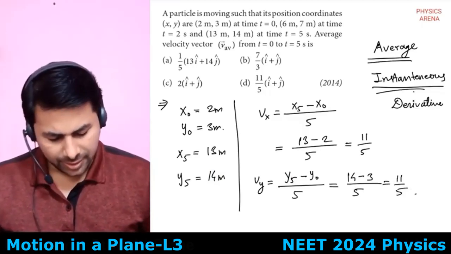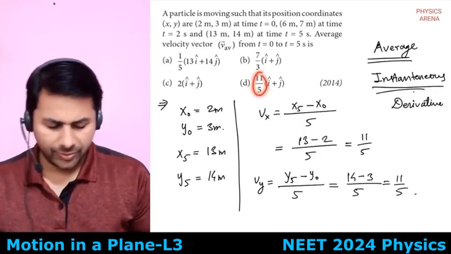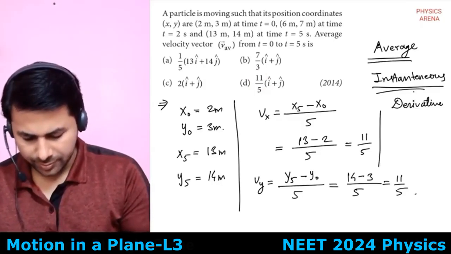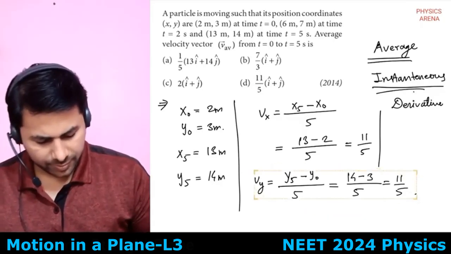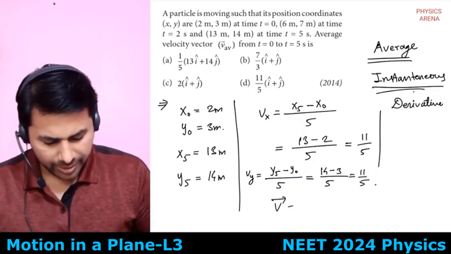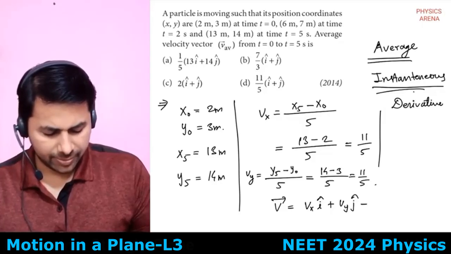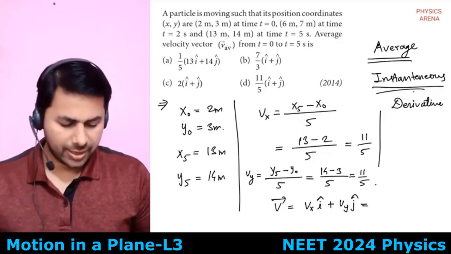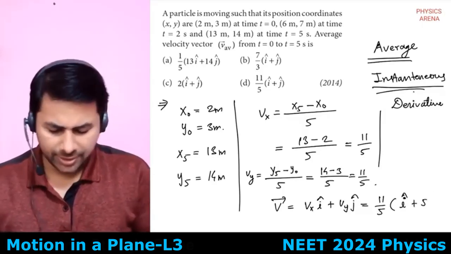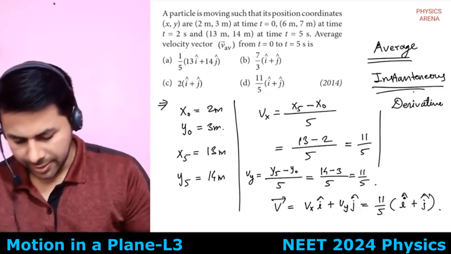So what is the answer? Vx is 11 by 5, Vy is also 11 by 5. So the velocity v bar is equal to vx into I cap plus vy times j cap. Vx and vy both are equal, you can take it common. So it will be 11 by 5 times I plus j. Right, this is clear, Sai.